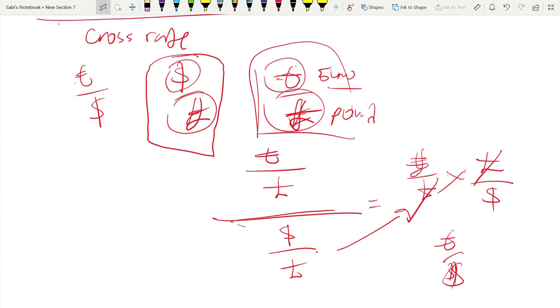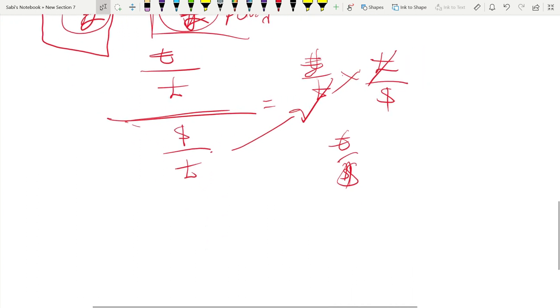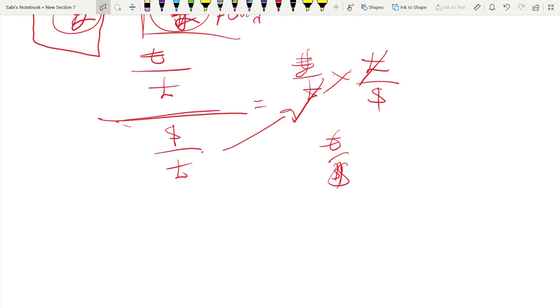Right? So now we'll take the rates. It's better. Euro divided by pounds. What is the rate? 1.45. Sorry, we want dollar divided by euro. Okay, I'm sorry, I made a mistake. We want dollar on the top, divided by euro.